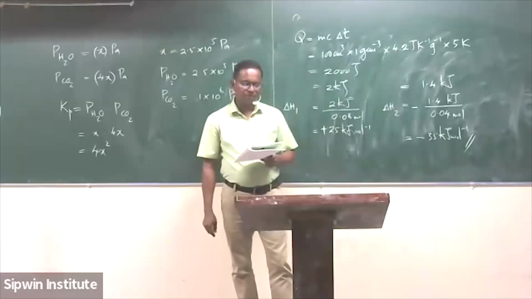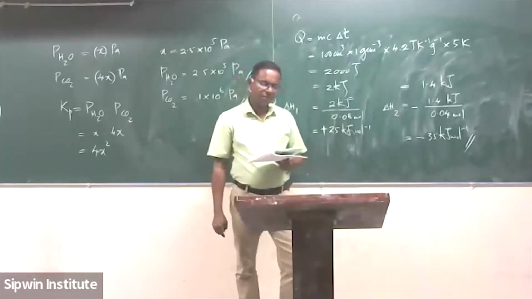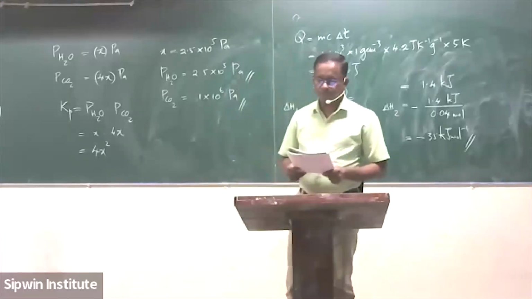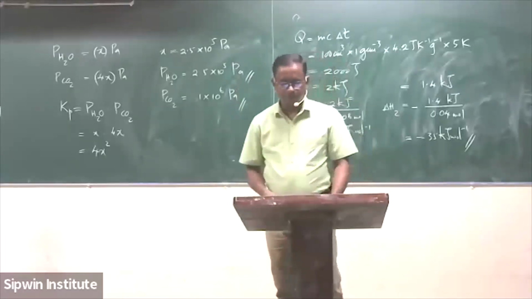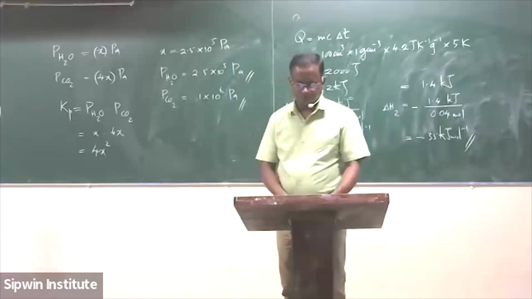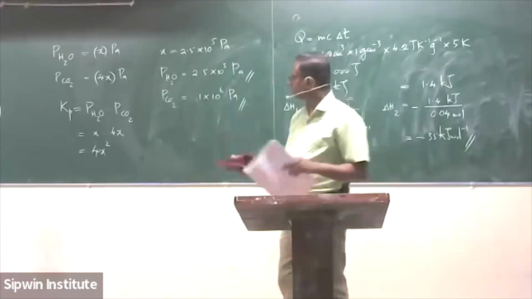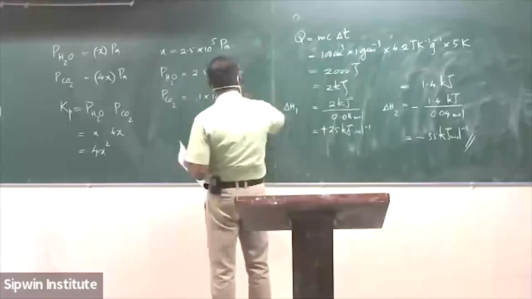Right, using the values obtained above and a thermochemical cycle, calculate the delta H for sodium bicarbonate to sodium carbonate, carbon dioxide, water.